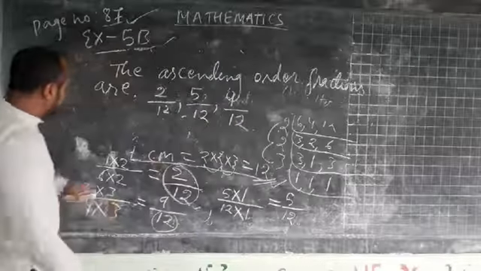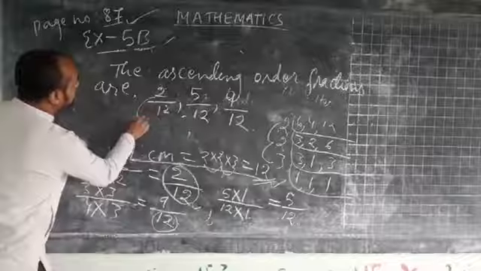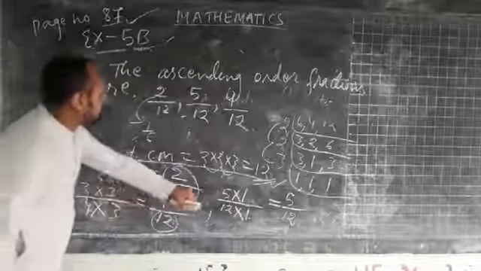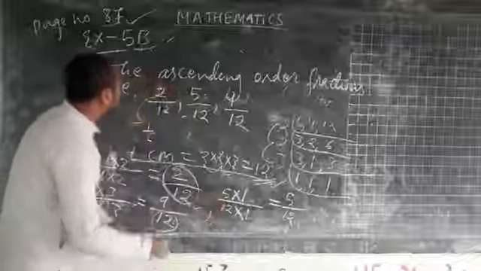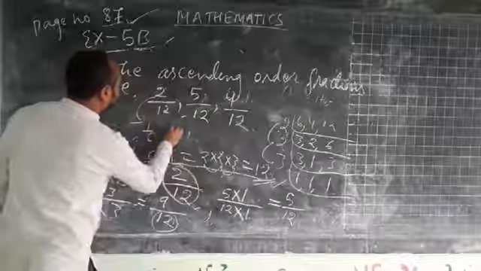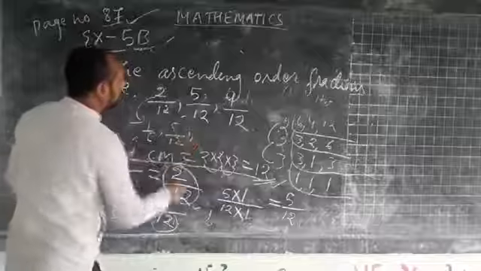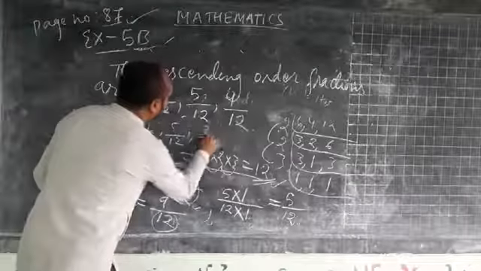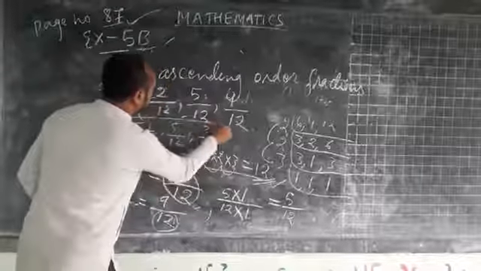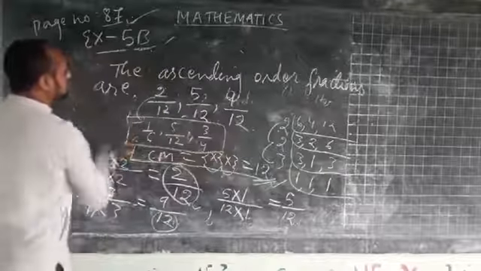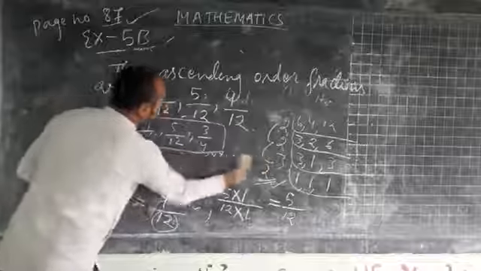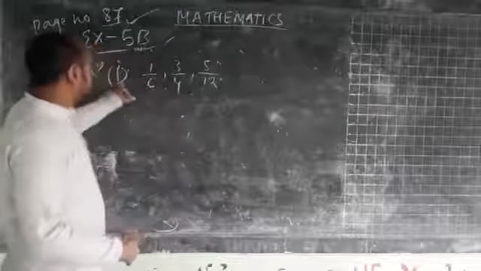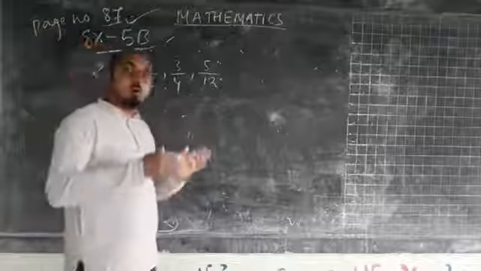So this 2 by 12 is for 1 by 6. This 5 by 12 is for 5 by 12. And this 9 by 12 is for 3 by 4. So this is the way to arrange the given fractions in ascending order. Now the same question 2-1 we can solve by another method also.